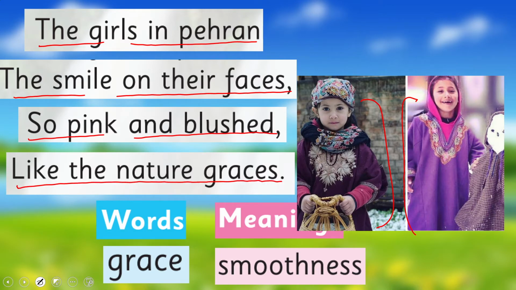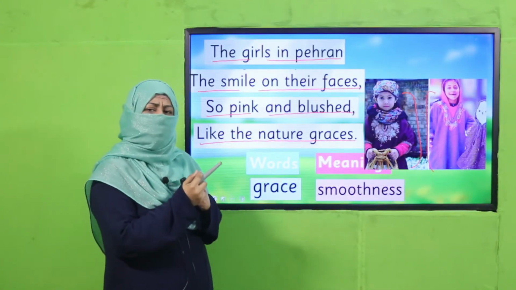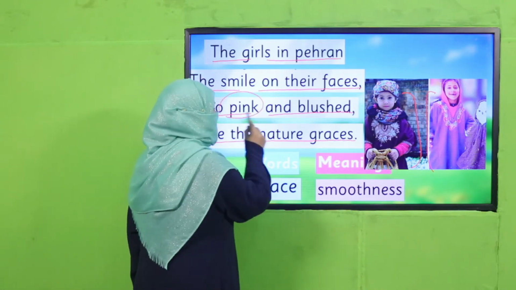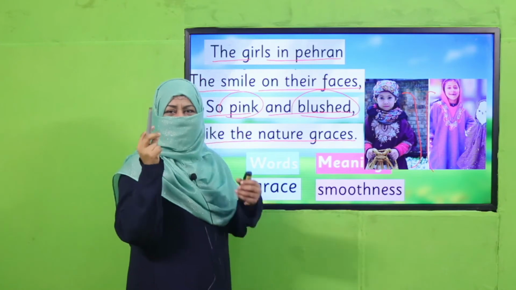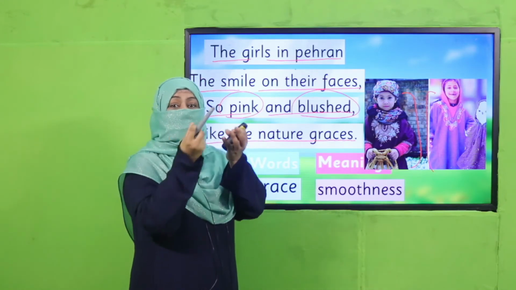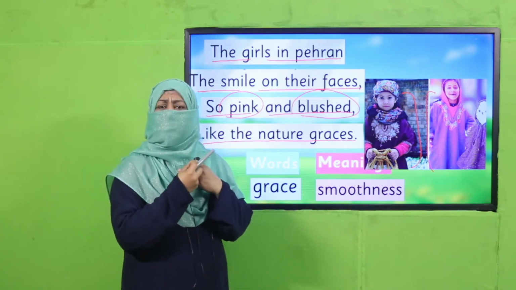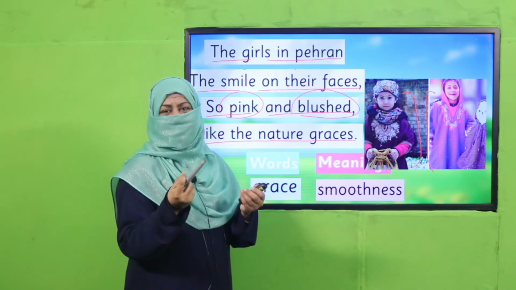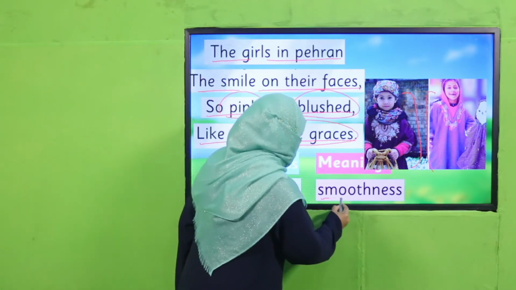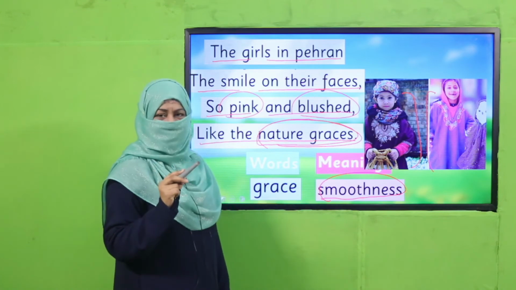This is true, beta. Our environment has a very strong effect on us. So the girls, the children who are in Kashmir, they are pink, they are blushed. So you are. I could see your blushing cheeks. It is because of the environment. You are blessed to have a beautiful and pure environment which Allah has given to us. So it's nature's grace. It's the smoothness, the grace, the beauty which Allah has given to us.